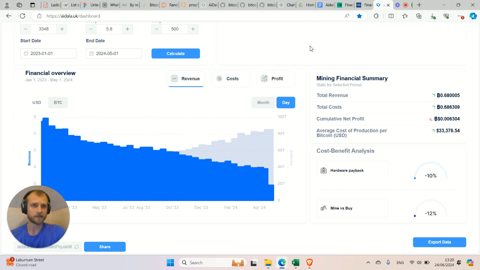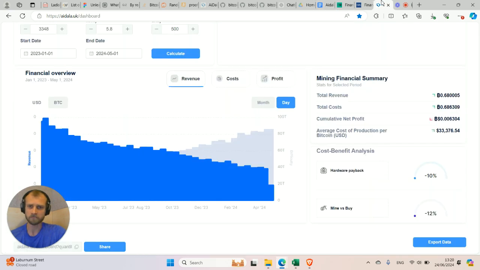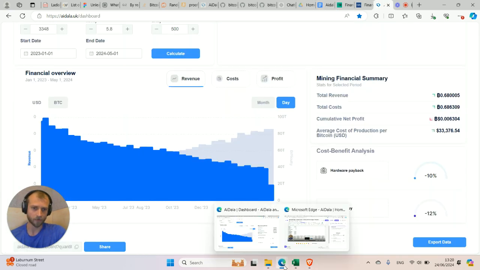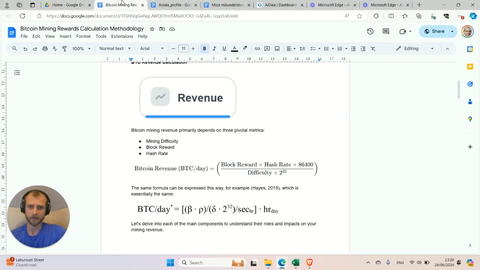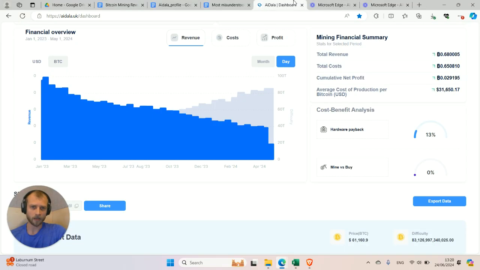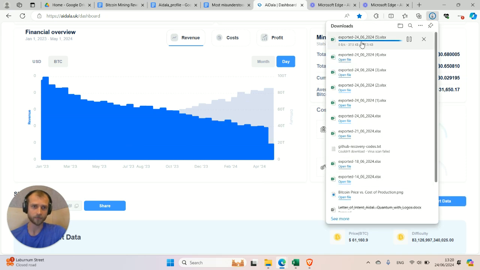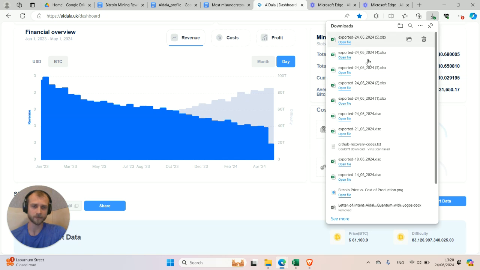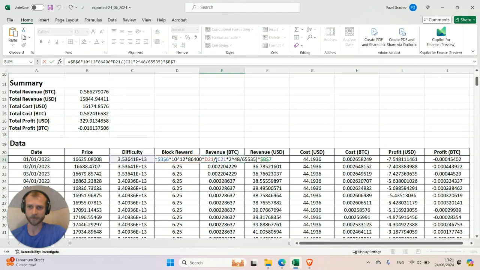I wrote an article about it, pretty extensive. I will not go through it completely, but you can take the time and read it through. Equally, you could export data and check out the formula yourself and play around with it. So if you just click export, you go into the Excel file, and this is the formula which I'm talking about. So there are three major components.